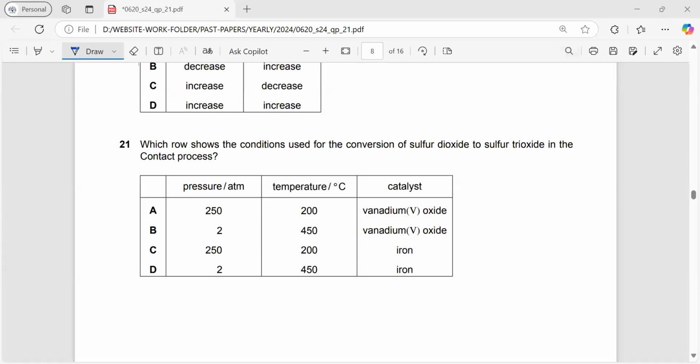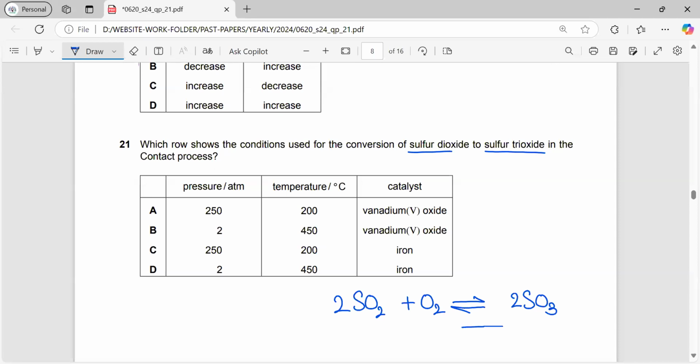Let's do question number 27 of May-June paper 2, variant 1. Which row shows the conditions used for the conversion of sulfur dioxide to sulfur trioxide in the contact process? Sulfur dioxide, SO2, reacts with oxygen to form sulfur trioxide. It's a reversible reaction, so we need specific conditions to keep the system moving towards the right side, the sulfur trioxide side.